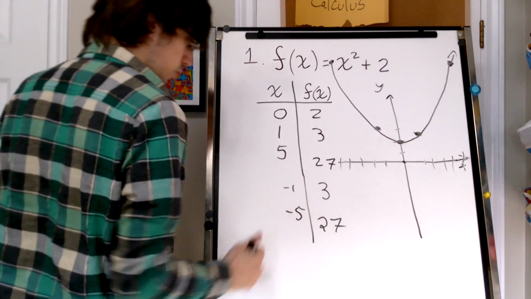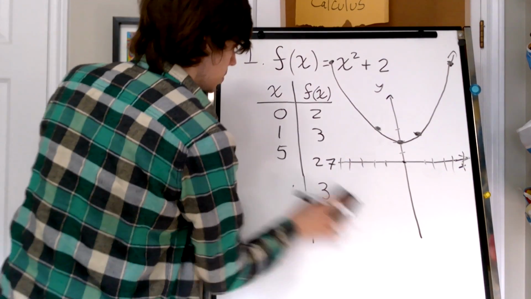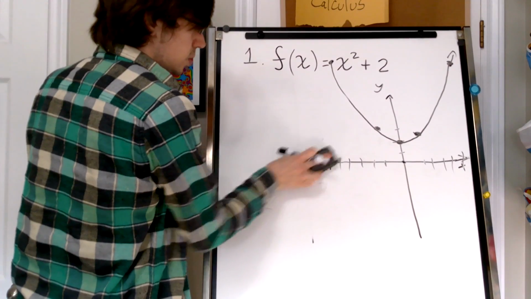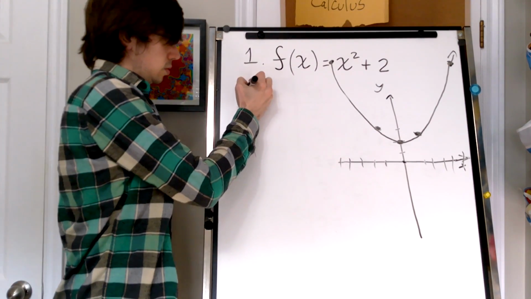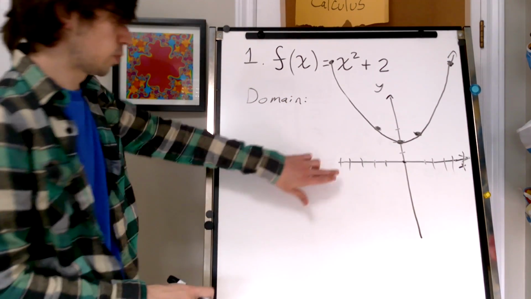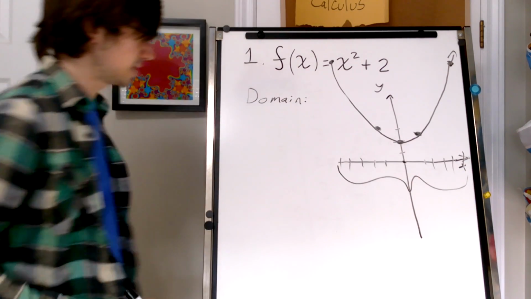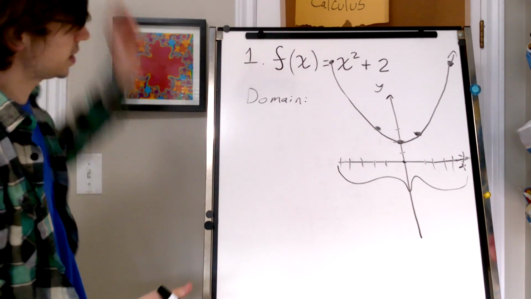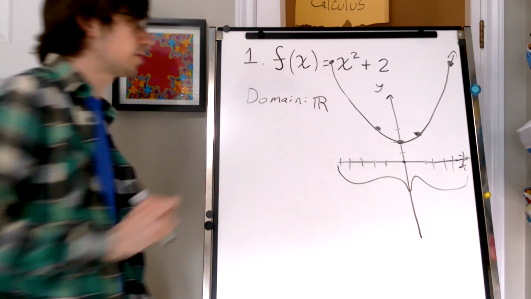So then we want to know, let's clear the space up here, what is the domain? The domain is the stuff on the x-axis, and it can go all the way left and all the way right. So we're just going to say all real numbers.